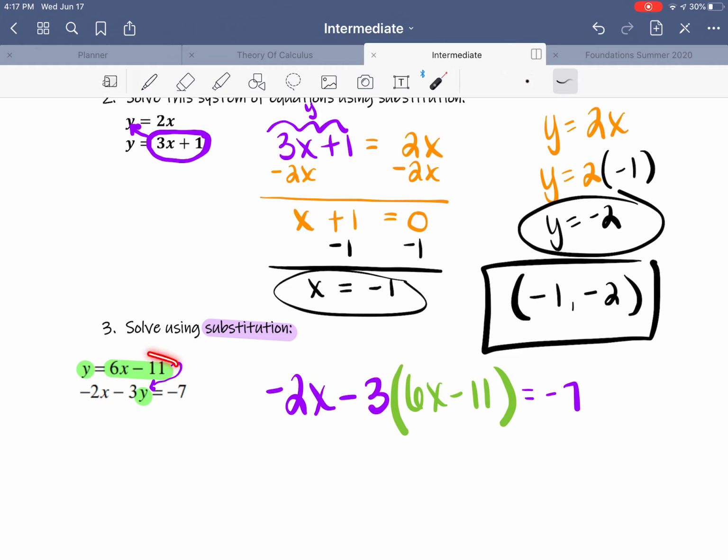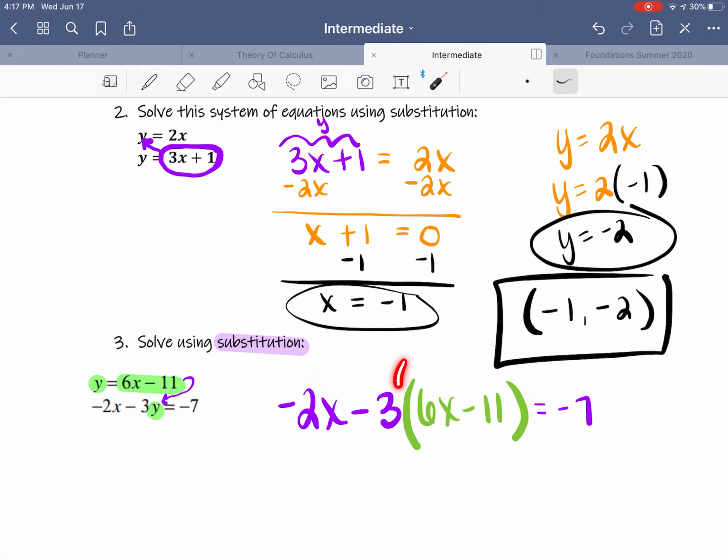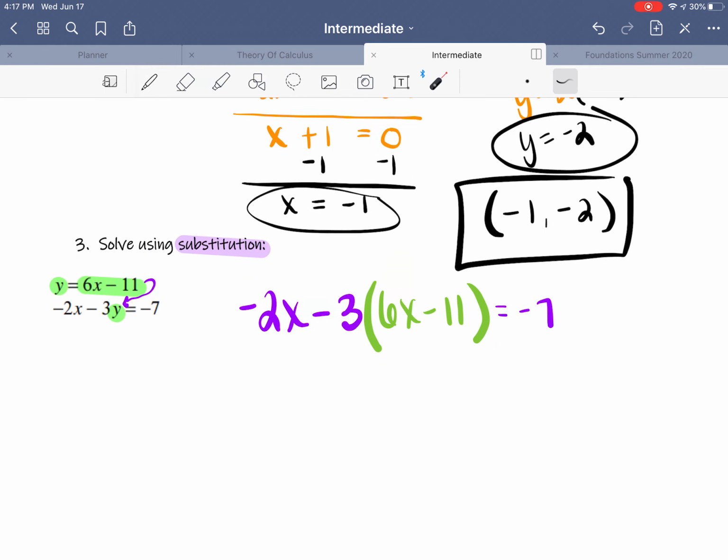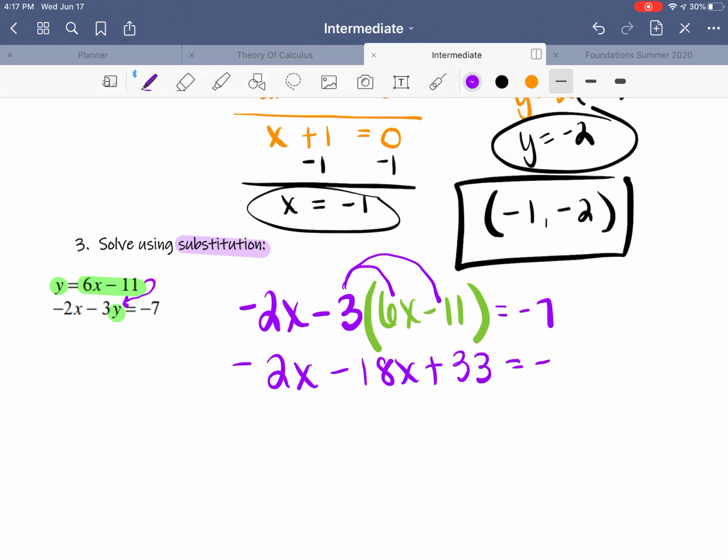So the green highlighting here got subbed in for the green y there, and that's why it's green. I'm hoping that the color will help you see that I subbed it in. You'll notice when I subbed it in that I used parentheses, because I'm taking all of this stuff and I'm subbing it in. And what's going to happen here is I have this -3 outside that I'm going to need to distribute. So the parentheses is important. So we have -2x minus 18x plus 33.